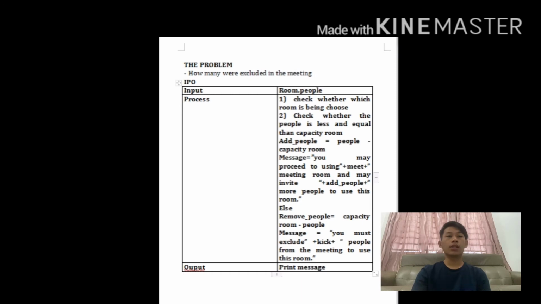First, input: room and people. Process: check which room is being chosen. Check whether the people is less than or equal to the capacity of the room. Add people minus capacity room. Message: you may proceed to use the meeting room and may invite more people to use this room. Else, remove people equals capacity room minus people. Message: you must exclude people from the meeting to use this room. Output: print message.